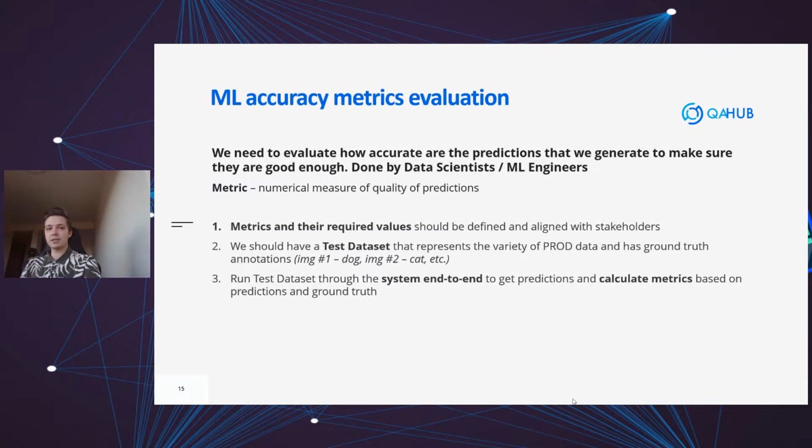And last but not least, I'd like to mention ML accuracy metrics evaluation. This is extremely important because we need to evaluate how accurate the predictions that we generate are, to make sure they are good enough. Otherwise, why do we need an application that detects cats on only 10% of all photos? This is pointless, and deploying and maintaining such an app in prod is just not worth it. That's why we should evaluate the accuracy of predictions systematically using statistical approaches. And this is mostly done by the ML team, but as QA engineers, you should also be aware.